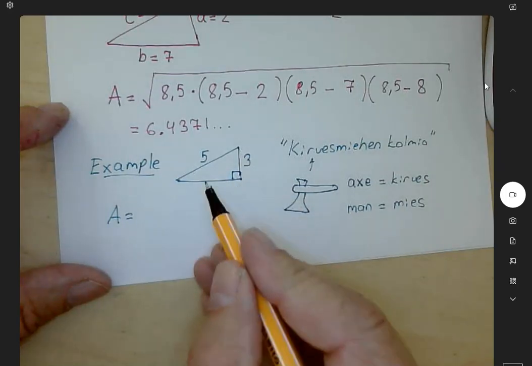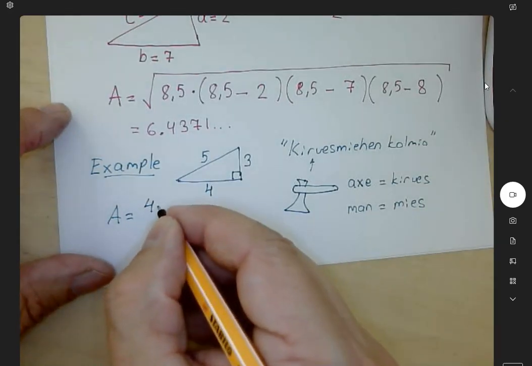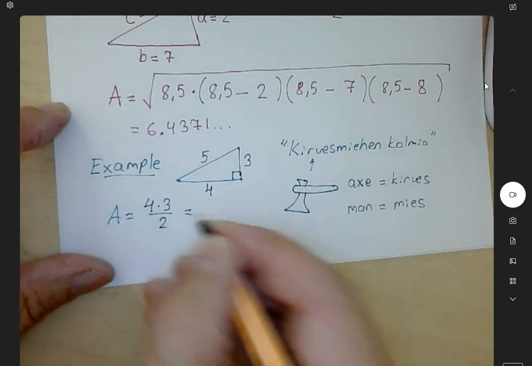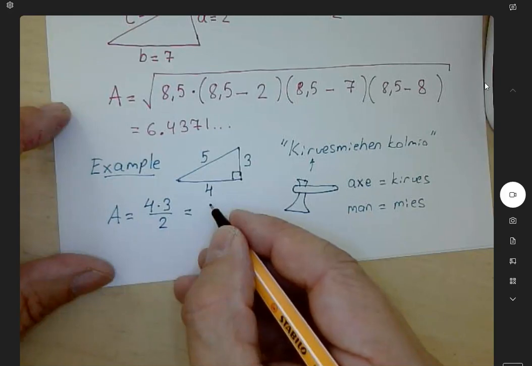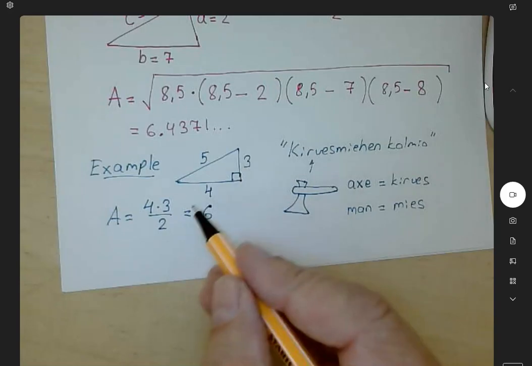In this case, it is easy to calculate the area, because it is base times height divided by 2, so it is 4 times 3 divided by 2. It is 6, or half of the 12.